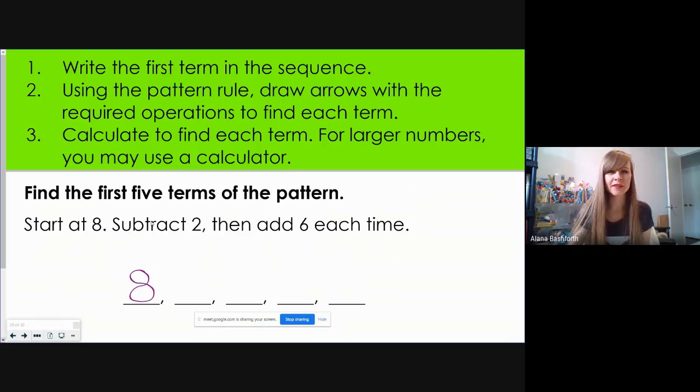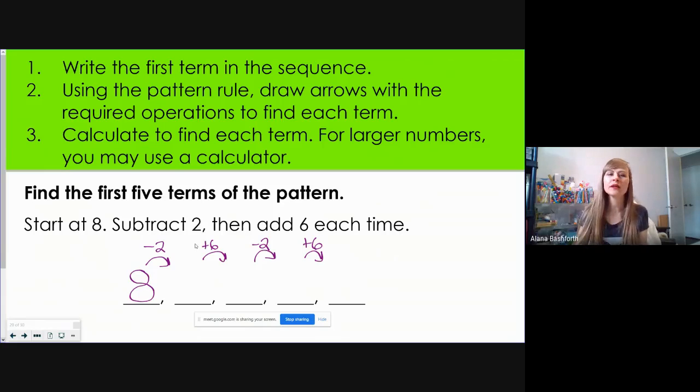Okay. Then the step 2, using the pattern rule, draw arrows with the required operations to find each term. So this is where it comes in handy to draw these arrows. So the first thing we do is subtract 2, so minus 2, then add 6. So the next one is add 6. And then the next one, you guessed it, we're going to subtract 2. And then the last one, we're going to add 6.